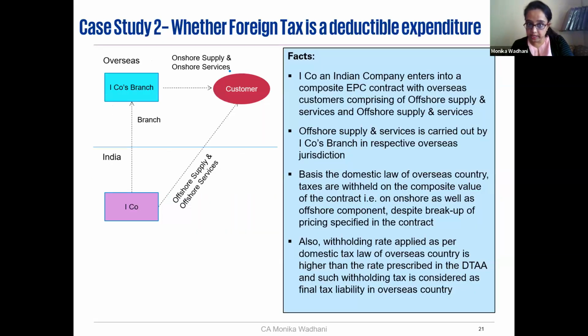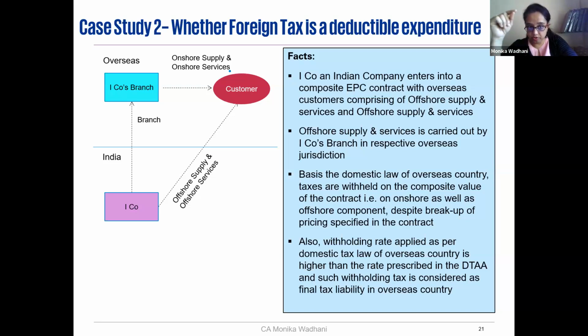With this I am going to the next case study, which is on the principle whether foreign tax is a deductible expenditure or not. So say there is an Indian company which enters into a composite EPC contract with overseas customers comprising of offshore supply and services and onshore supply and services. Now, onshore supply and services is carried out by ICO's branch in the respective overseas jurisdiction. This should be onshore; there is a typo over here. So onshore supply and onshore services is carried out by ICO's branch in the respective jurisdiction.